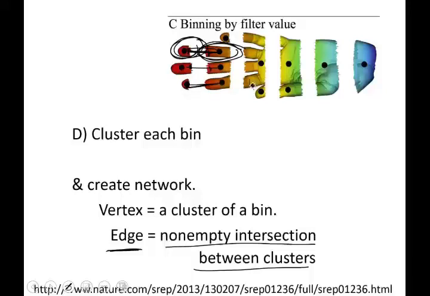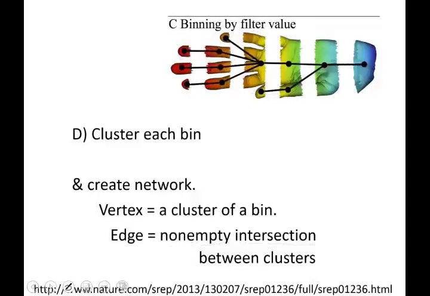Points in this cluster intersect with points in this cluster, so we get an edge here. Points in this cluster intersect with points in this cluster. There are points in common between this cluster right here and this cluster right here, so we get an edge between them. Whenever there are points in common between the 2 clusters, we draw an edge. That gives us a graph that now represents our data set.